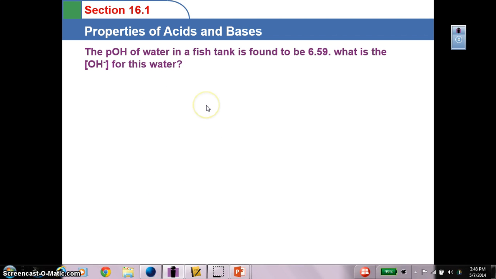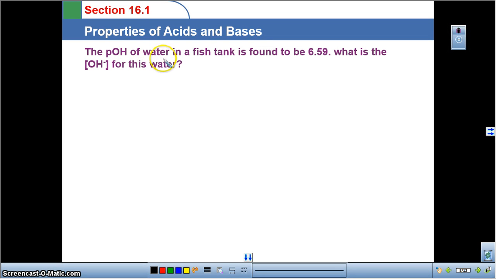So let's take a look at this next example. This is talking about the pOH. So this is the pOH of water in a fish tank. So we're going to write down pOH is equal to 6.59. What is the OH concentration for this water? We can do this problem just like we did the last one, wanting to know the OH concentration.